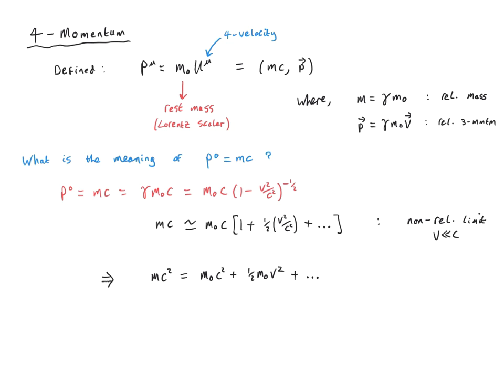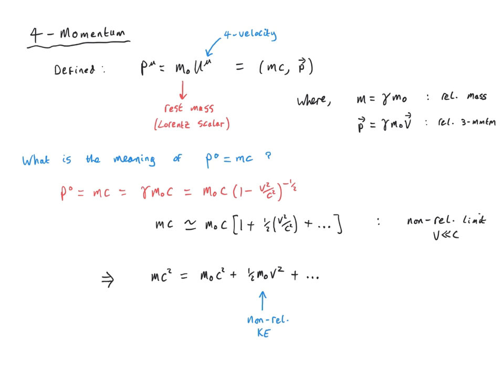On the right-hand side I get m0 c squared plus a half m0 v squared, and then there would be some higher order corrections here which are beyond the non-relativistic limit, which I'm neglecting. This is an extremely interesting equation. On the right-hand side here we see a factor half m0 v squared. This is precisely the non-relativistic expression for the kinetic energy of a particle.